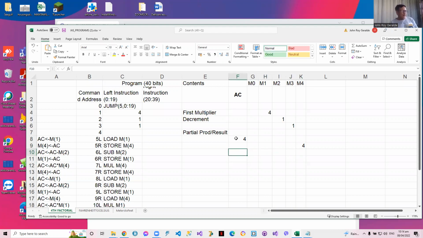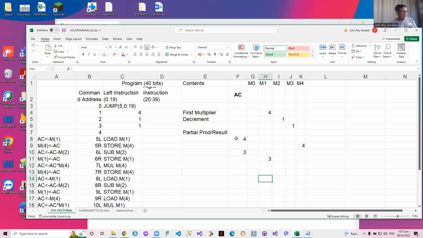When we say sub M2, how much will be subtracted from the AC? The current value of the AC is 4, right? When you say sub M2, how much will be the result in AC? 3, sir, because M2 is 1. Okay, thank you. And store M1. Where will the 3 be stored? M1, sir. M1, very good. So it's almost the same.